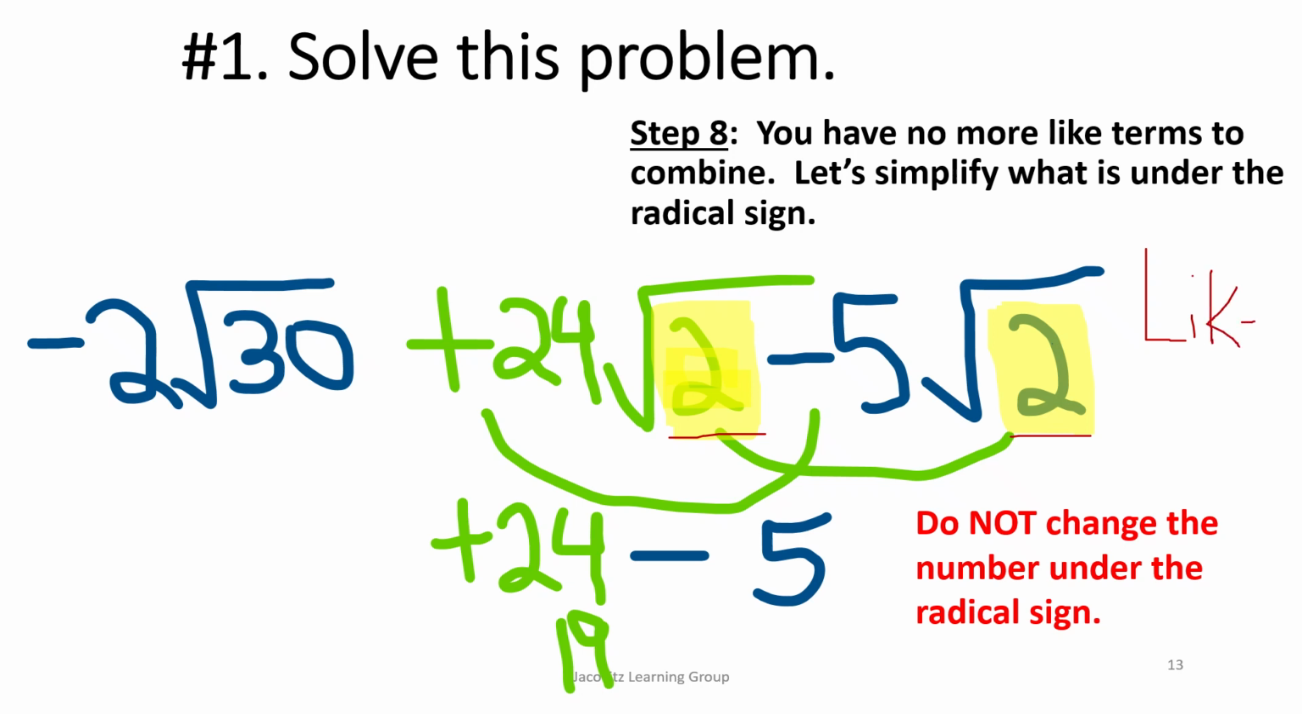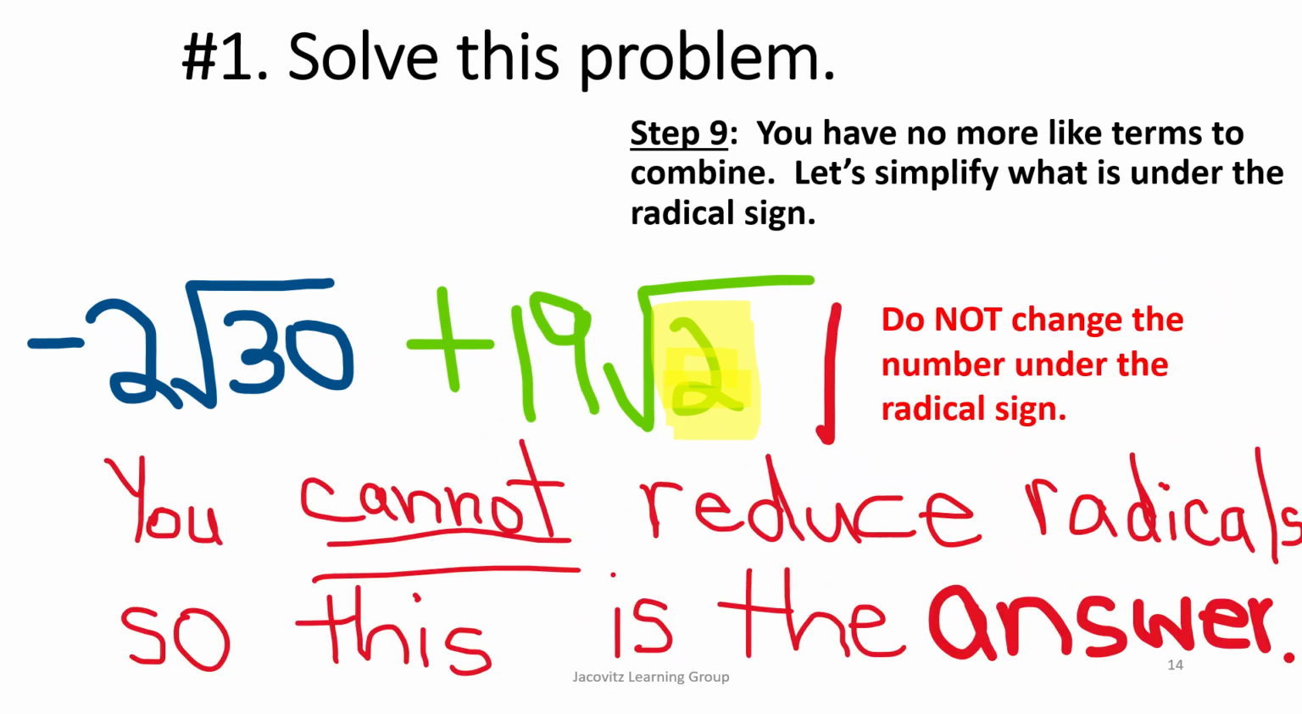So since you have a like term, can't you combine them? And then you'll get 19 square root of 2. Oops, I'm trying to make this a 5, and it's not. It's square root of 2. Okay, so let's go on to the next page. And you cannot reduce radicals any further, so this has to be your answer.